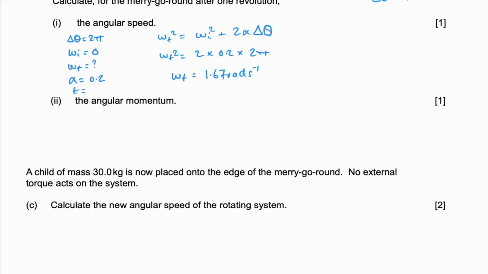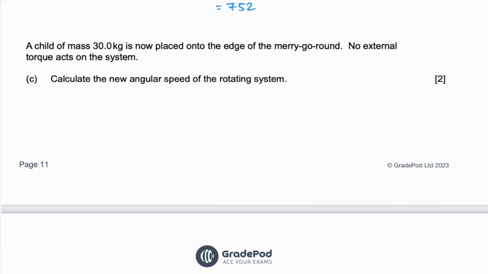B2, calculate the angular momentum. L equals I omega. I is 450, we were given that in the question, times 1.67, which we've just worked out, and that gives us 751.98 kilograms meters squared radians per second. And of course, that's far too many decimal places and significant figures. Let's just bring it down to 752.